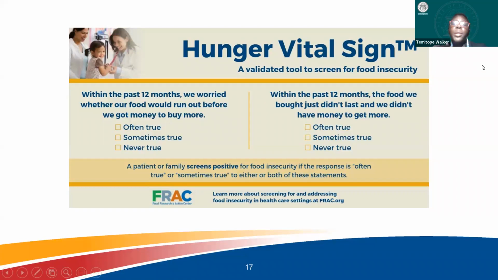Okay. So the way this is really framed is that if a person is asked, it responds, how would they put it, as either often true or sometimes true for either one of those questions, that person is identified as food insecure. So that's kind of how it works.